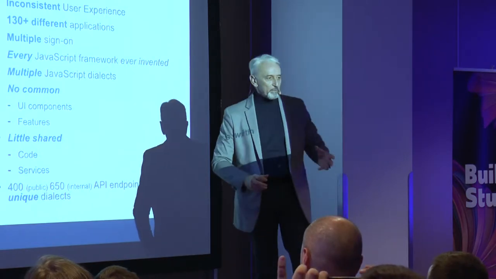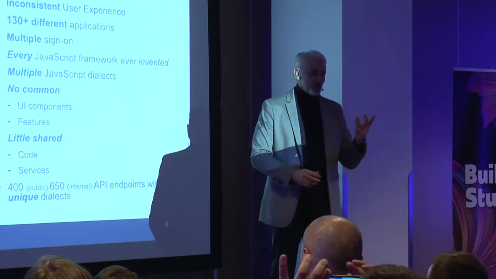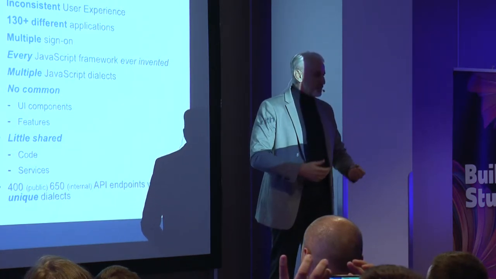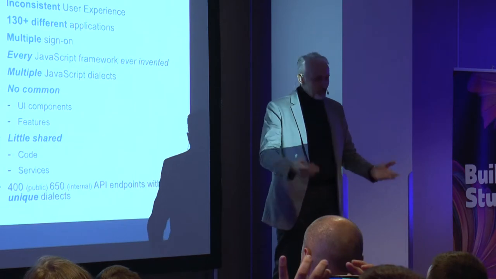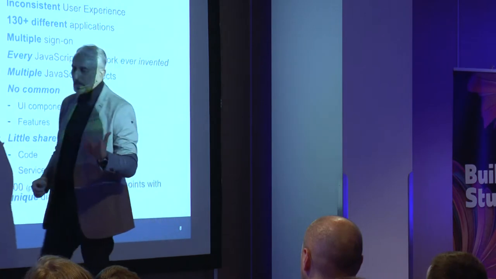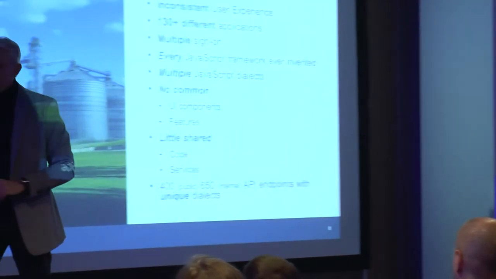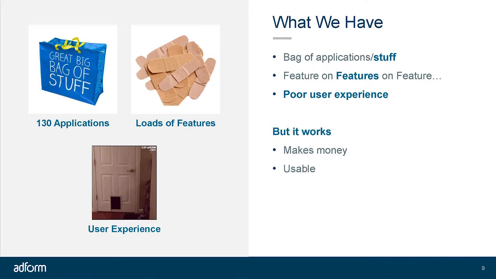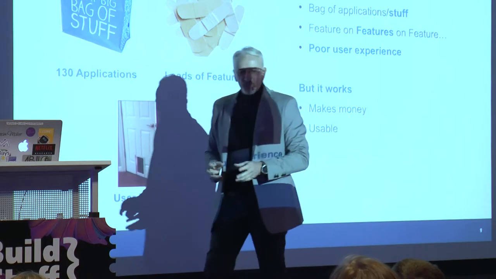One of the problems with REST is that as soon as you have two versions of it, you have double the APIs, because you've got to deprecate the old ones over a period of time. So if we have three versions, you have 3,000 APIs to maintain. All of those are problems. Nevertheless, what we have actually works. It's usable and it makes money. But the experience is a bag of stuff that you have to become an expert in using. So this is the user experience that we have. And that's what we want to change.